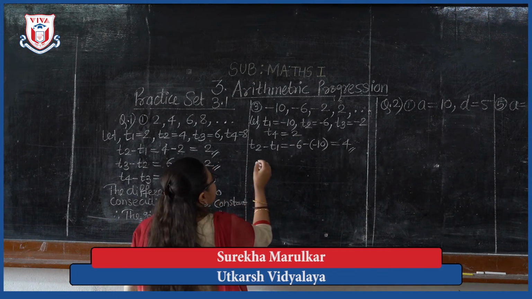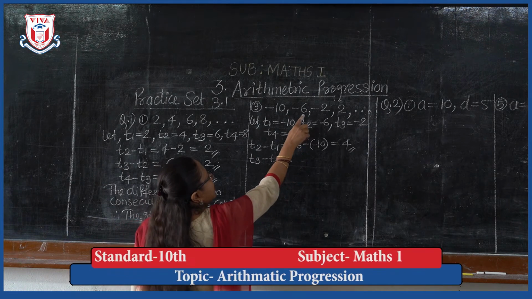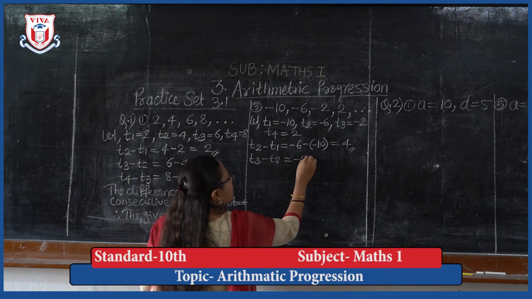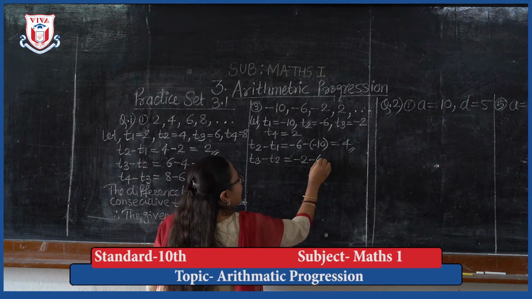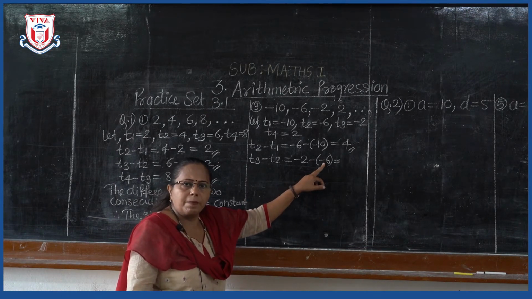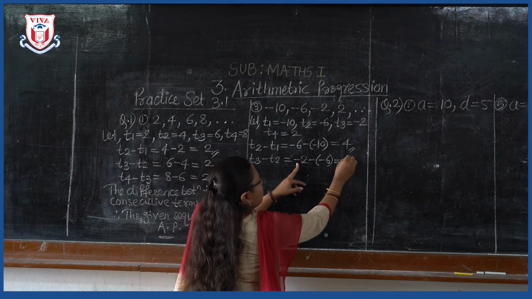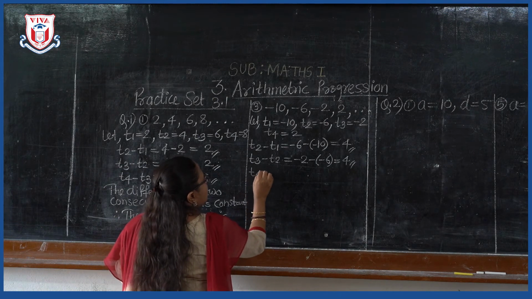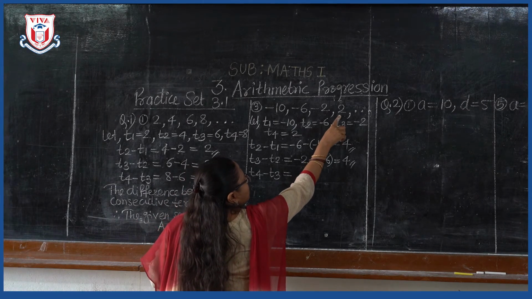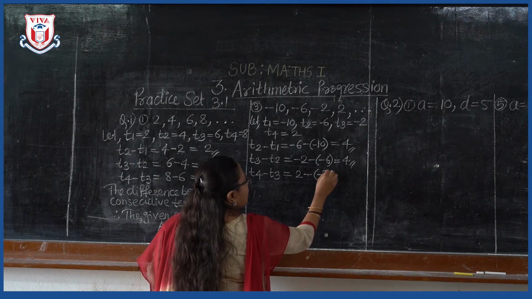Okay. Next, T3 minus T2. T3 is minus 2, T2 is minus 6. So minus 2 minus bracket minus 6. So again here minus into minus you will get plus 6. So plus 6 minus 2 you will get 4. Next one is T4 minus T3. T4 is 2, T3 is minus 2. So 2 minus bracket minus 2.